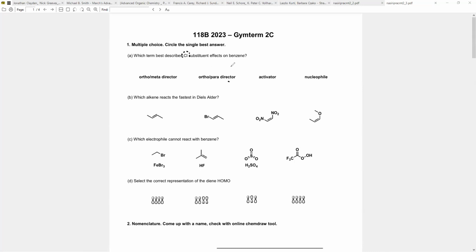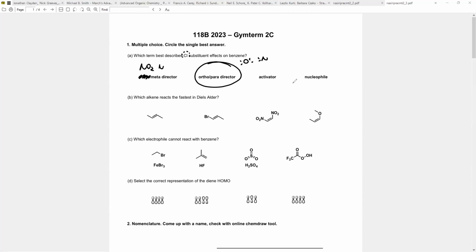So this is going to be an ortho-para director. Other things I would add here are oxygen with a lone pair or nitrogen with a lone pair, right? Ortho-meta does not exist, but meta does. So if this were like an NO2, NR3 plus, CF3, stuff like that.